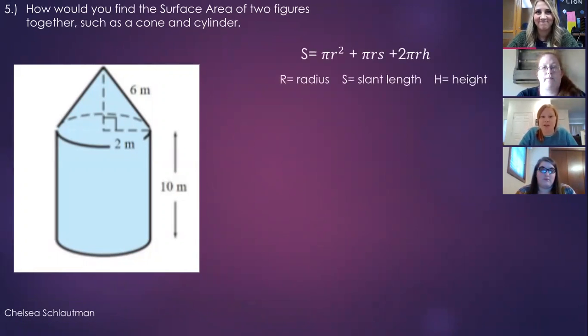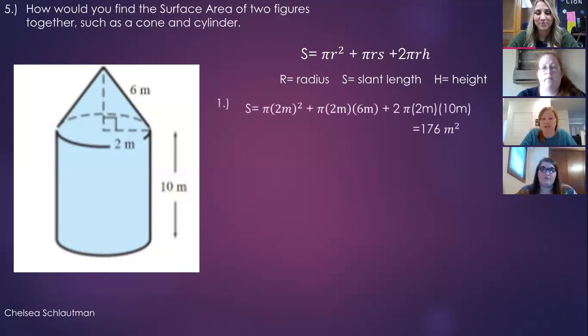So the formula we're going to use is S equals pi r squared plus pi r s plus 2 pi r h. So R is the radius, S is equal to the slant length, and H is equal to the height. So once we know that information, we can look at those numbers and plug it into our formula.